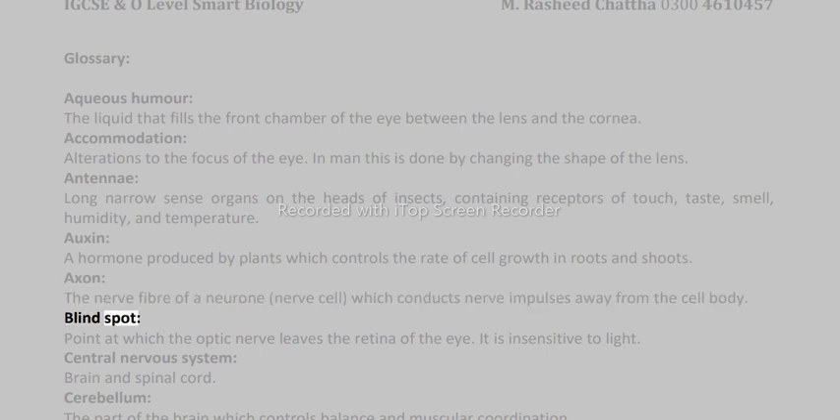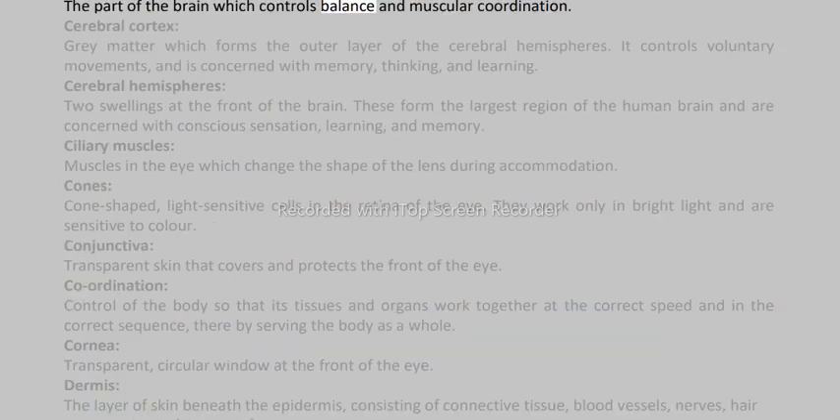Blind spot, point at which the optic nerve leaves the retina of the eye. It is insensitive to light. Central nervous system, brain and spinal cord. Cerebellum, the part of the brain which controls balance and muscular coordination.